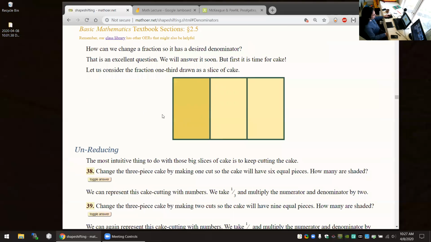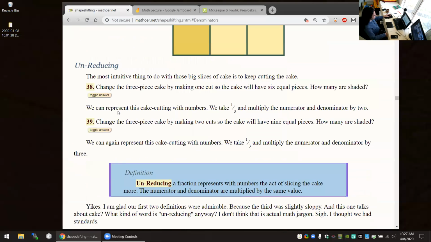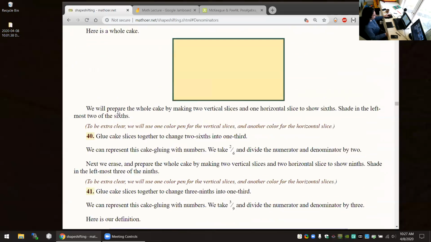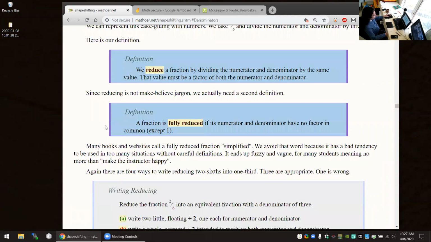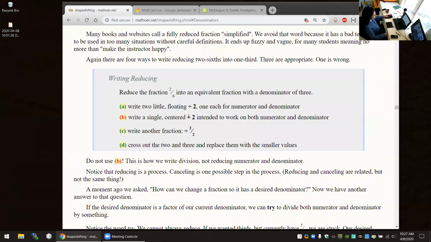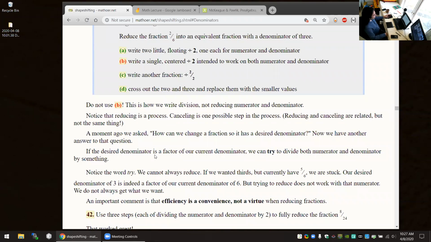So sometimes these pictures help people, sometimes they don't, depends on who you are. We talked about unreducing and reducing, and don't just put one little divided by or times by a number in the middle, but instead write things correctly. Does all of that ring a bell? Any of that you want me to talk about again?